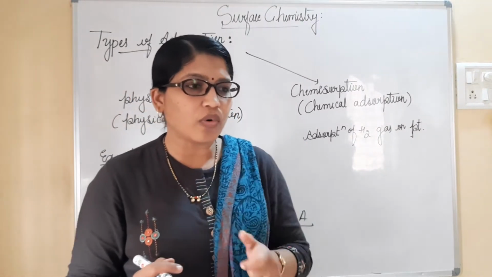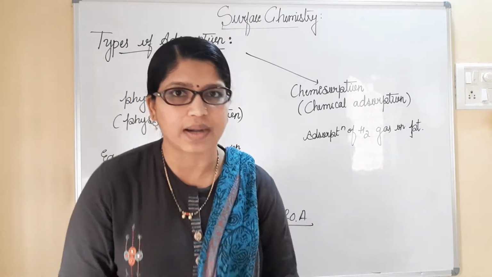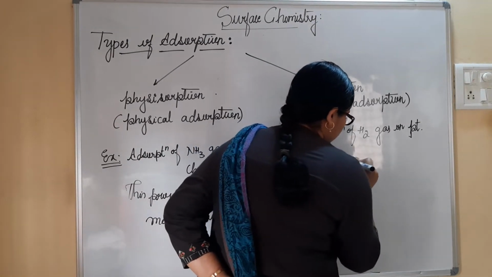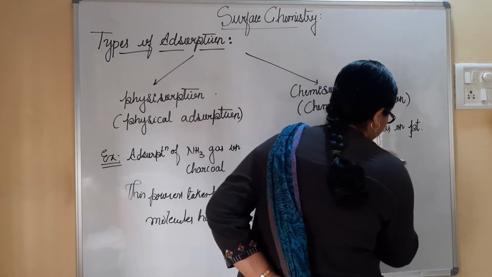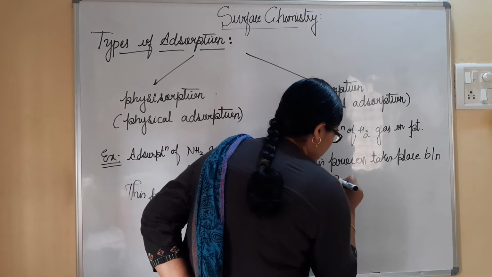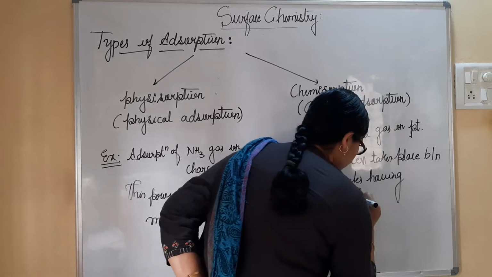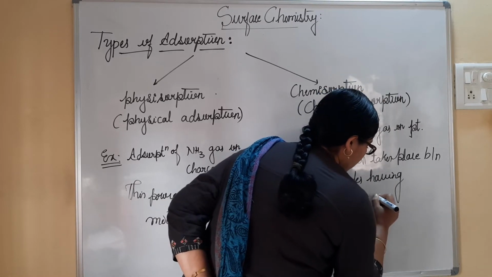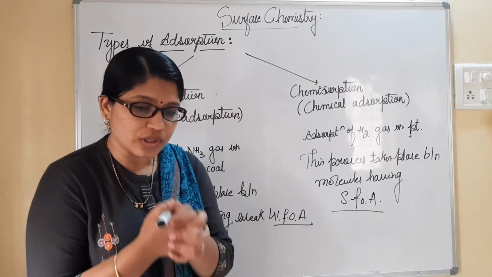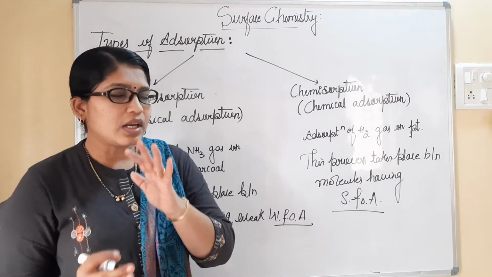Then we have chemisorption. Chemisorption is an adsorption process involving molecules having strong force of attraction. See here, this process takes place between the molecules having strong force of attraction between them. Due to strong force of attraction between the molecules, we need a certain amount of activation energy for them to get adsorbed. I repeat my words.